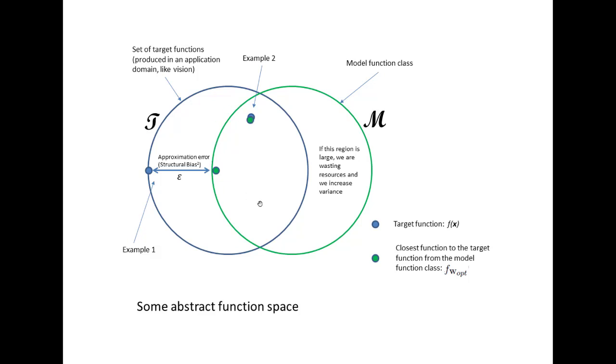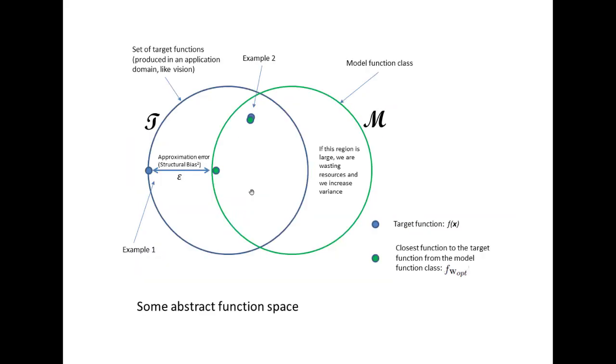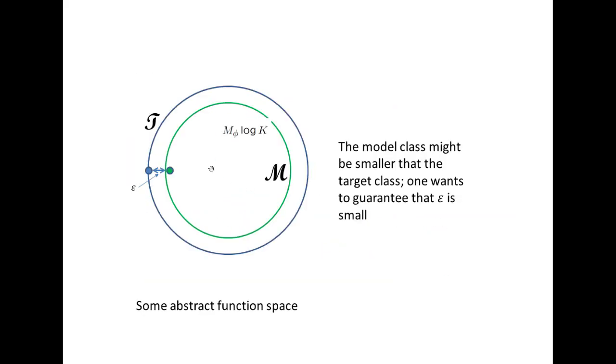And we want to have a big overlap. We want this region to be large, because this is wasteful. We can model functions which never occur in nature. This would not be a nice thing. And so we want to have a small epsilon. But we also want to have a small space here in the green region. And this is probably what we are typically having. So our model class is sort of contained in the class of all interesting functions.